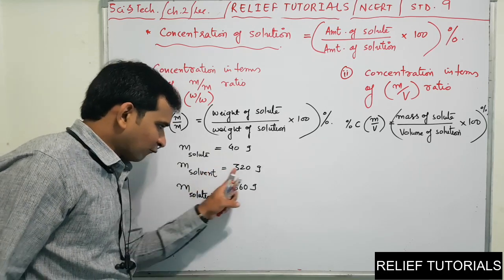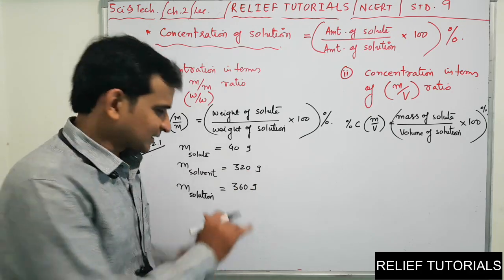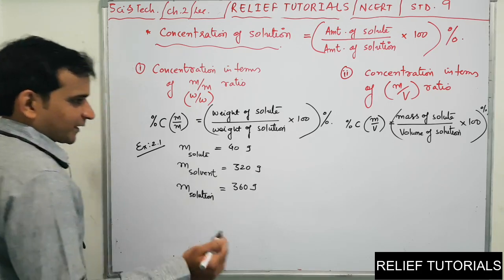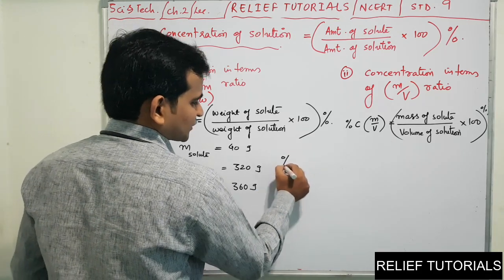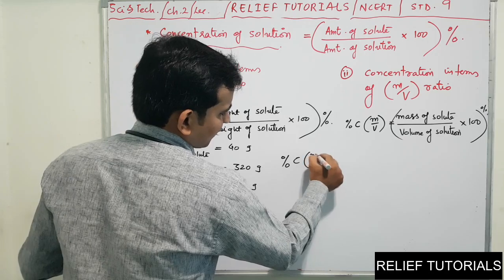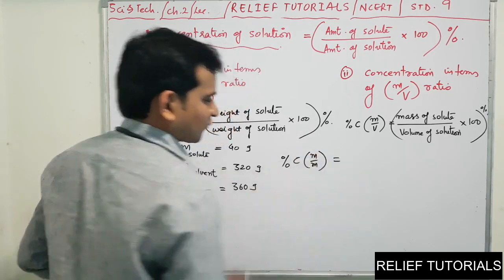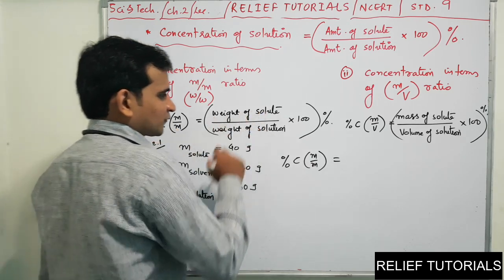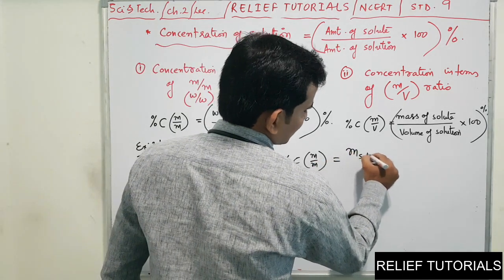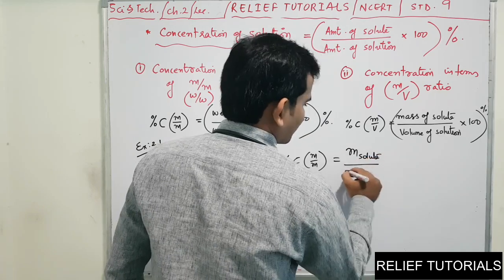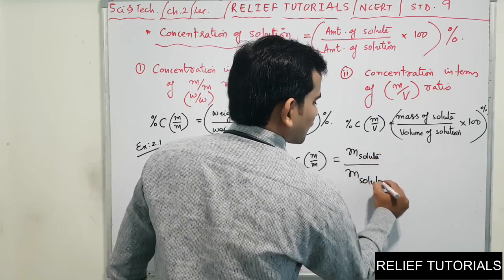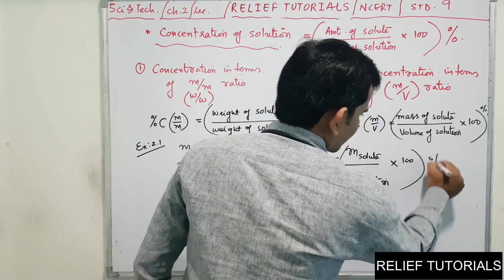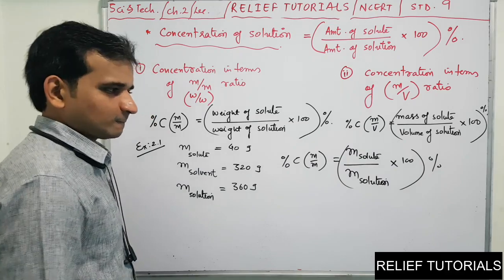But if you have been given the volume of solvent, volume remains same. Okay, but here the mass 40 plus 320 is 360, and now you have the question that percentage concentration to find in terms of mass by mass ratio. Percentage concentration in terms of mass by mass means mass of solute upon mass of solution into 100 percentage.